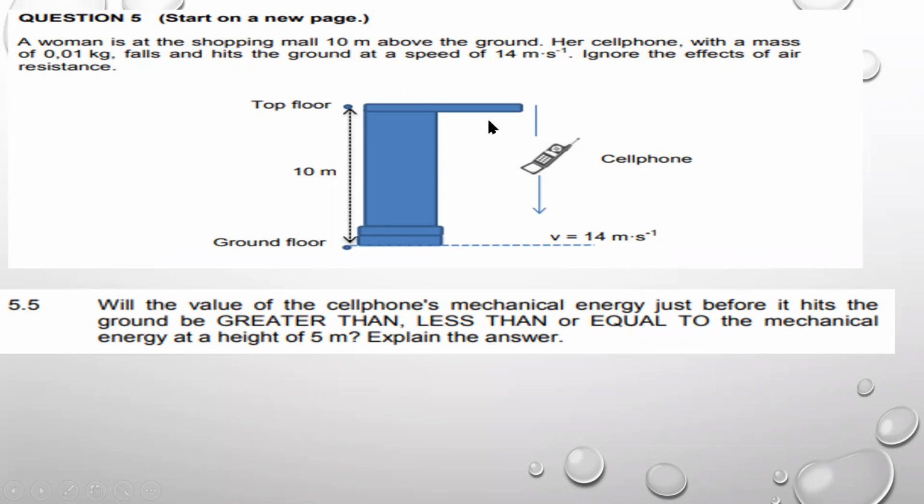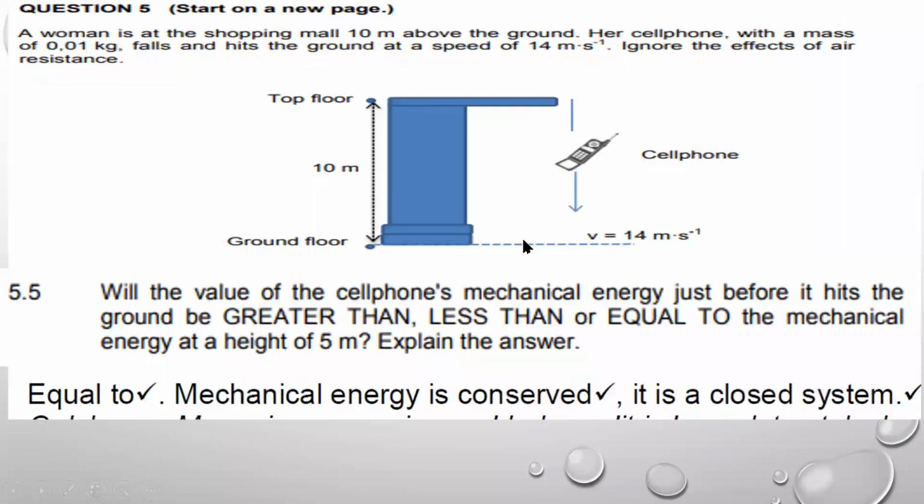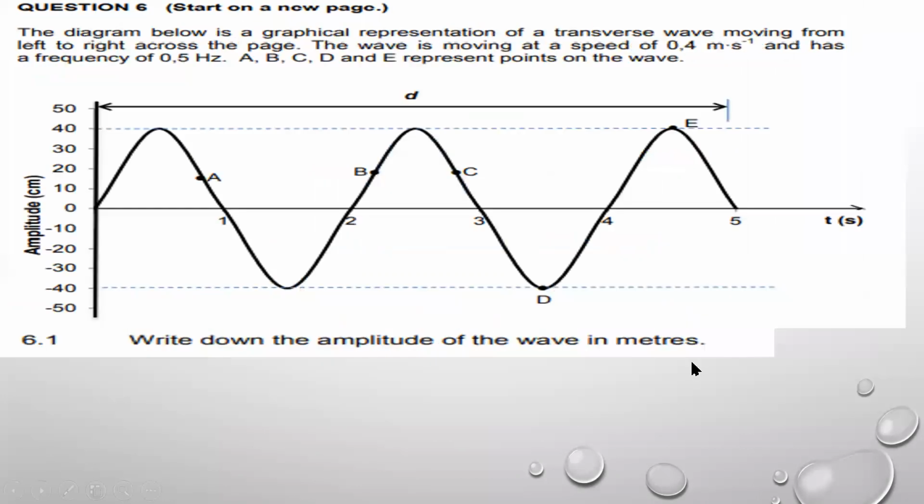The cell phone's mechanical energy just before it hits the ground. Okay, asking about mechanical energy. People, what we know, mechanical energy is constant. Mechanical energy is conserved in a closed system. Mechanical energy remains constant in a closed system. The answer is equal to. Okay, question 6.